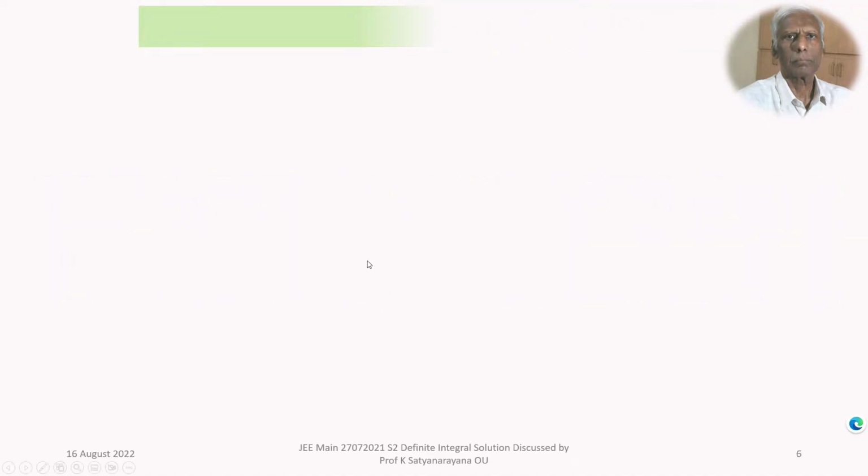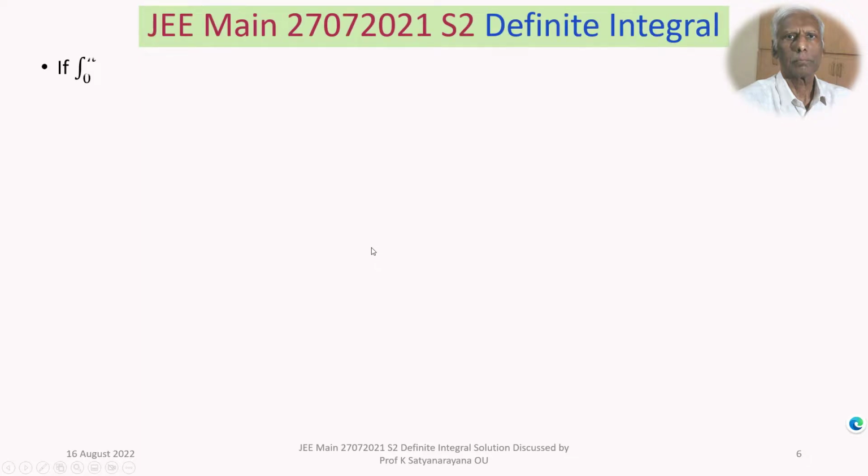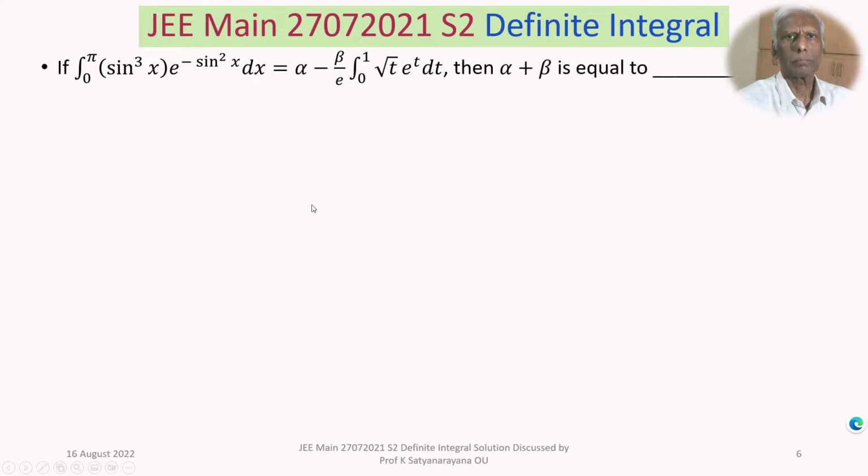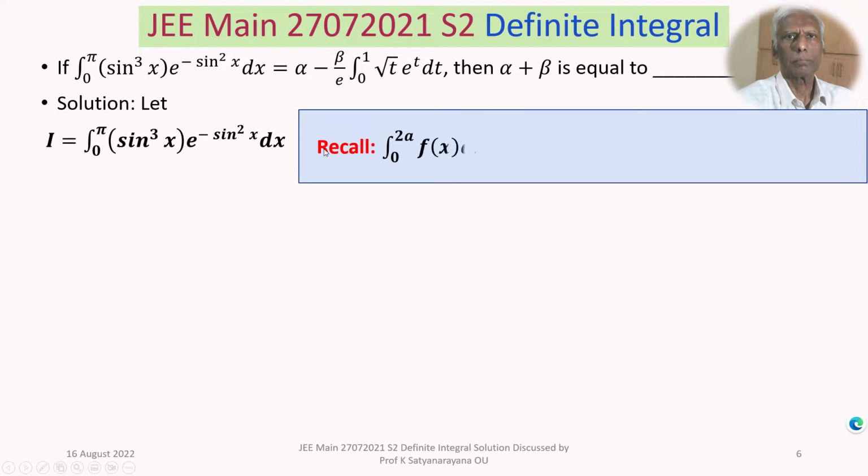We will now discuss the solution of the problem in detail. So that's our problem. Solution: let I denote the integral 0 to pi sine cube x into e power minus sine square x dx. We recall this result.